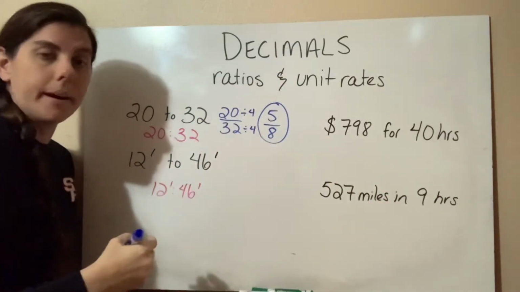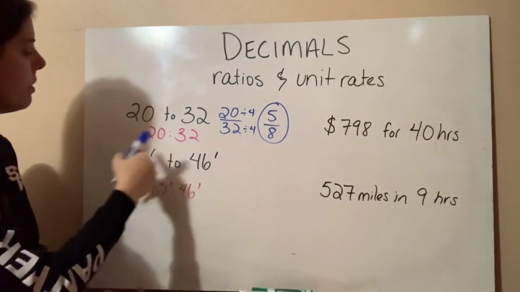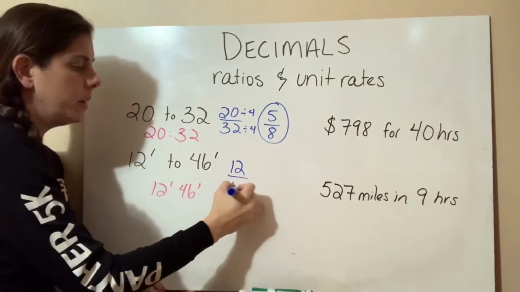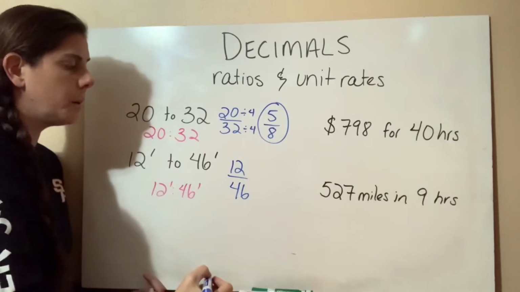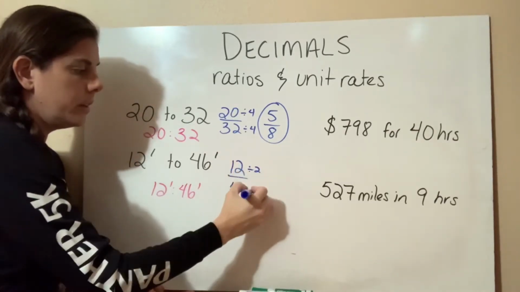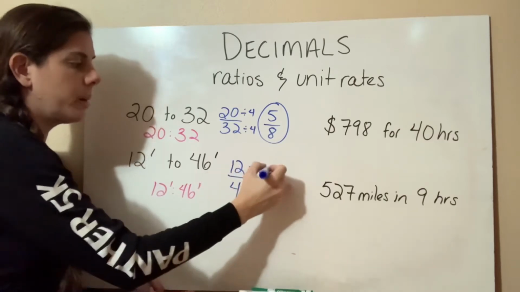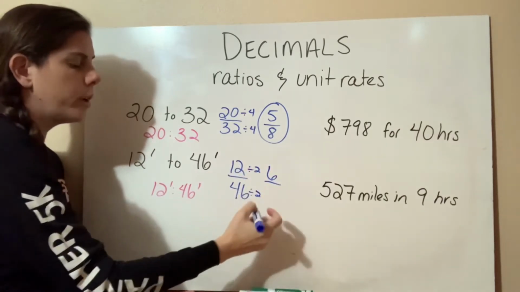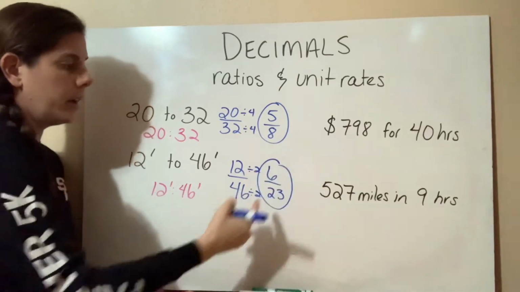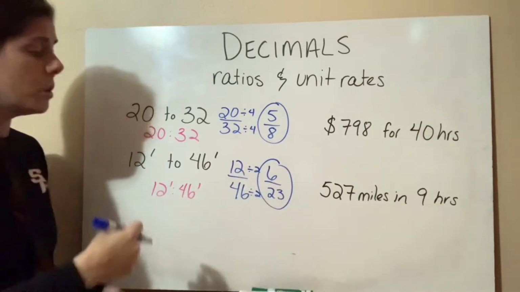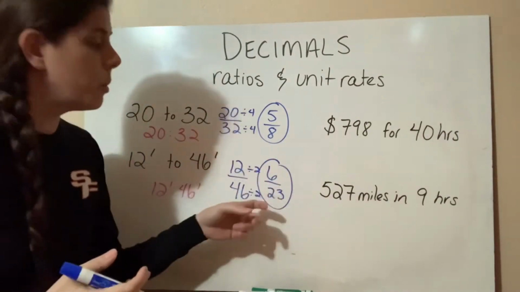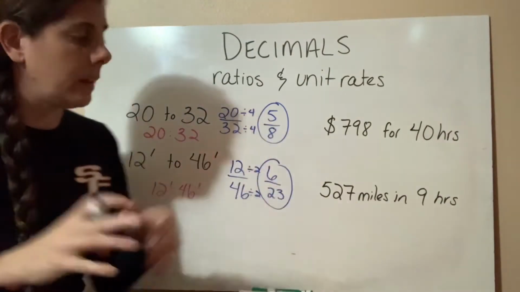Same thing with this, 12 to 46. 12 would become our top number. 46 would become our bottom number. And we can certainly divide by 2. These are both even numbers. 12 divided by 2 equals 6. 46 divided by 2 equals 23. And we have 6 over 23. So we could say for every 6 girls there were 23 boys, something like that.